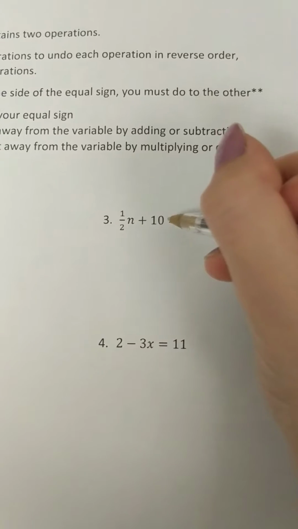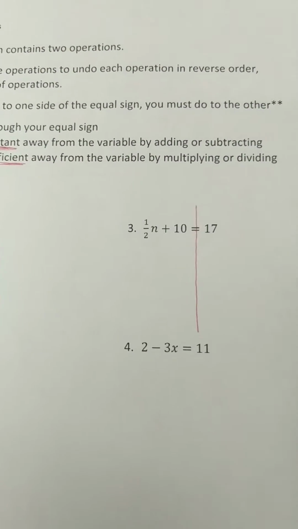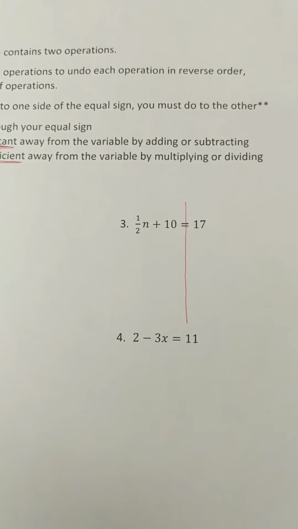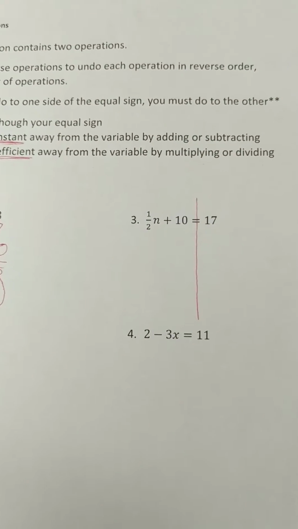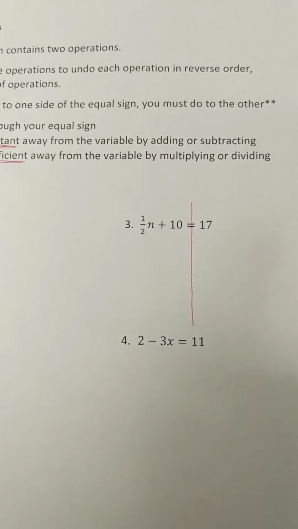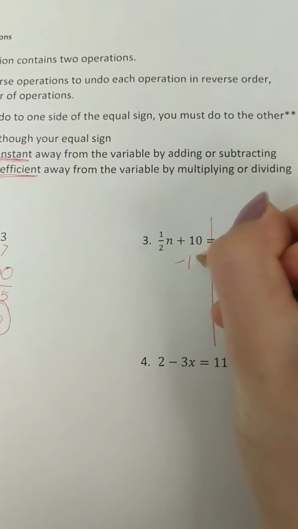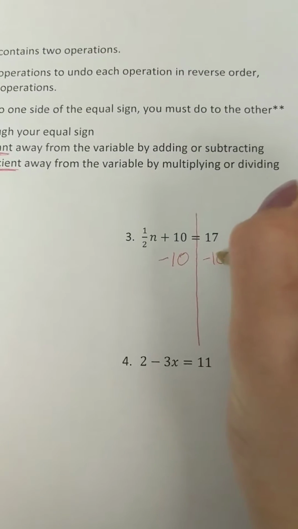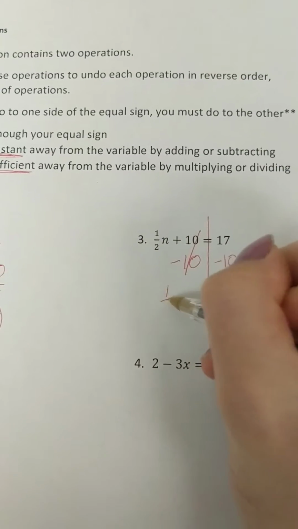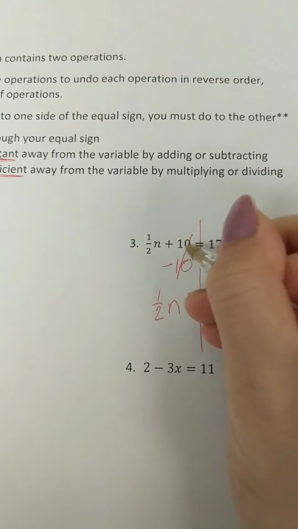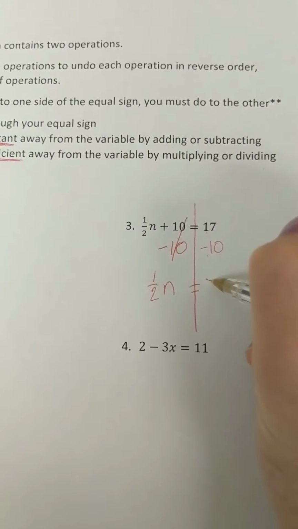Next example, line through the middle. We need to find our constant. So look at the side where our variable is. Our variable's over here on the left. Your constant is the number not attached to the variable. So for us, we have a plus 10, and I get rid of addition with subtraction. So 1/2 n, 10 and minus 10 cancel out. 17 minus 10 is 7.